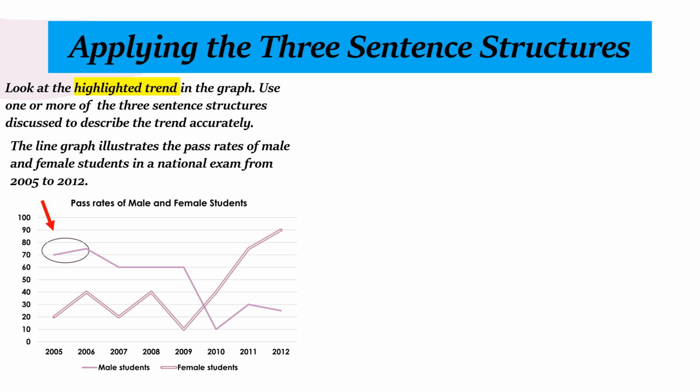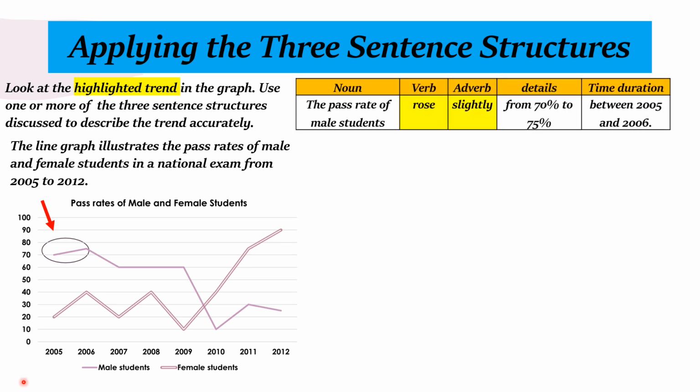Now let's check how we can describe the highlighted trend using the 3 sentence structures we discussed. Here are 3 model sentences based on the pass rate of male students between 2005 and 2006. Using the first structure, we can write, the pass rate of male students rose slightly from 70% to 75% between 2005 and 2006.